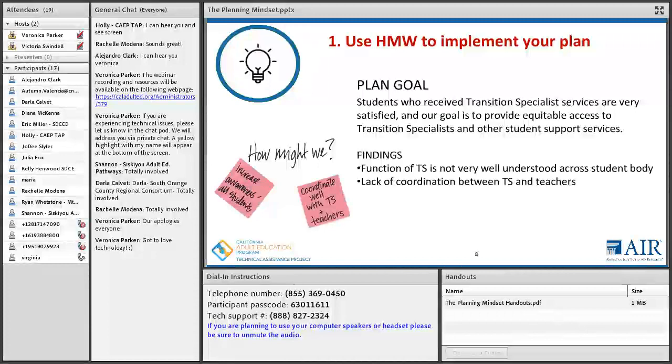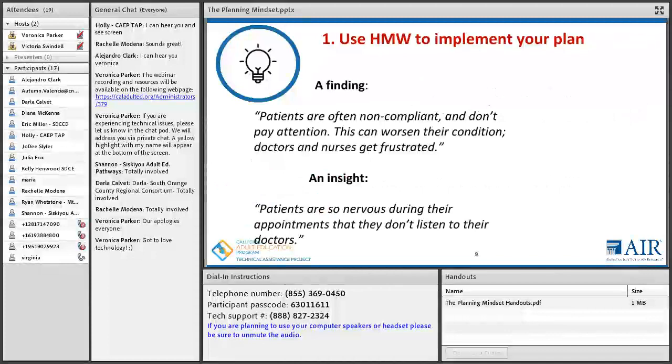Maybe you have a drone that comes every day that drops leaflets in your quad. I mean, that's a ridiculous solution, but asking how might we frees you up from getting too practical right at the beginning. So if you'll go to the next slide, please.